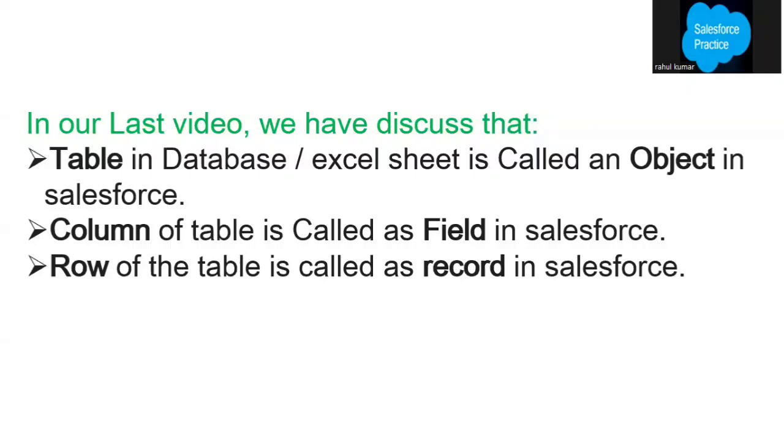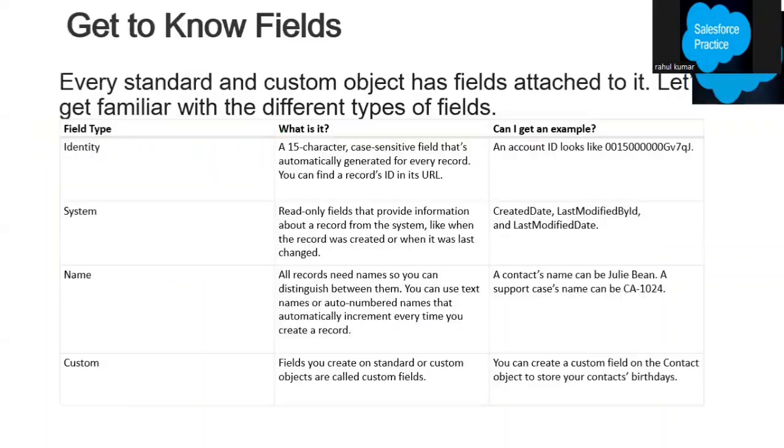Okay, so we need to show multiple pieces of information, right? What is the name, what is the property name, what is the area, what is the dimension. So we need to create different columns to store that information. Same in Salesforce, we need to store the information, so we are creating fields. Every standard and custom object has fields attached to it. Let's get familiar with the different types of fields.